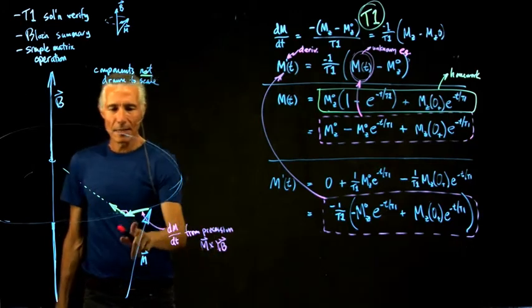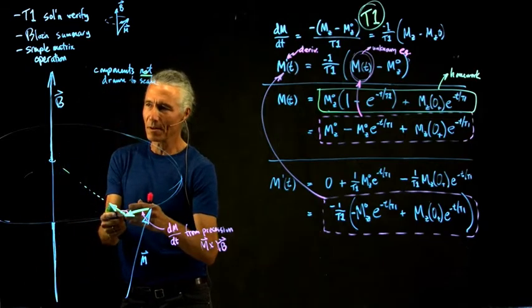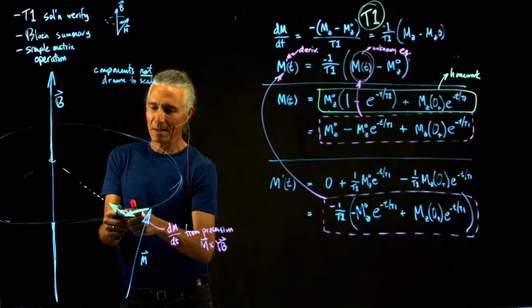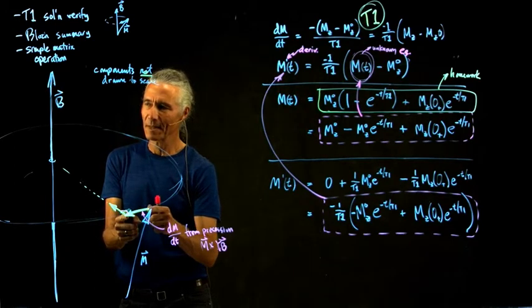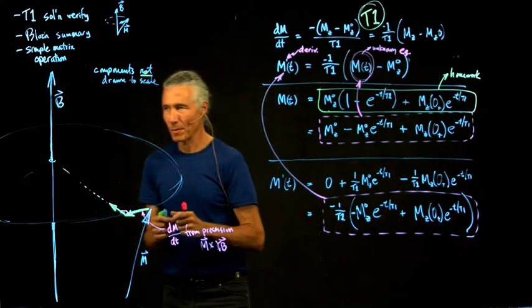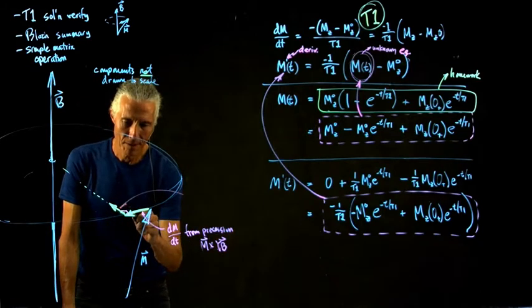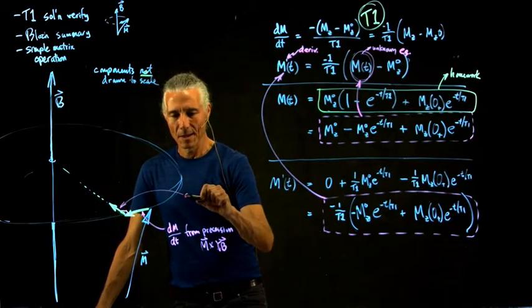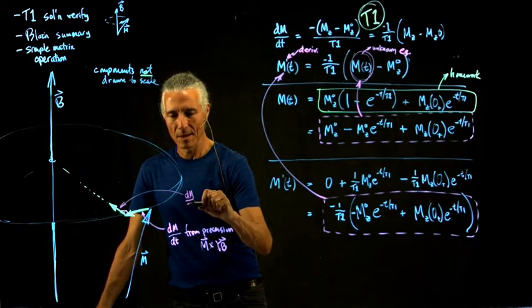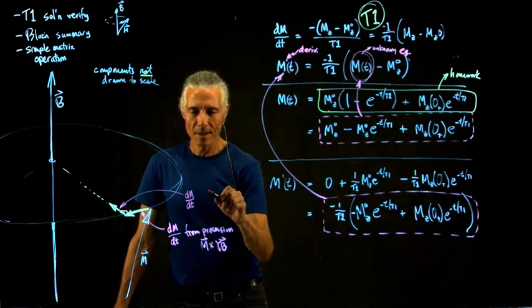When it's perpendicular like that, that's handy, because any change that this vector does won't affect the other. The vectors can be dealt with independently because they're perpendicular. So this guy is the dM/dt component from the Mxy divided by T2.